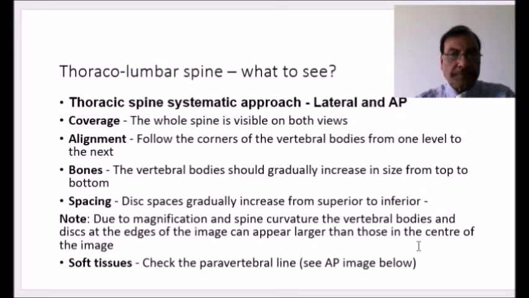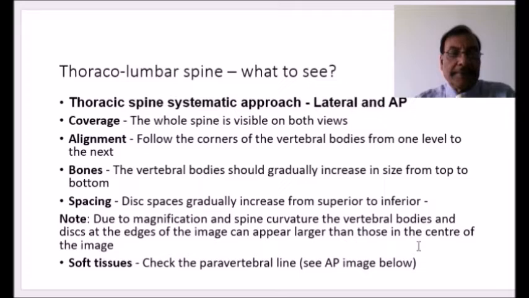Now, how to start looking at the lumbar spine X-ray. The coverage is to be seen, whether the whole part that we want is covered in the views or not, and it should be covered in both views. The alignment is seen by looking at the corners of one vertebra to the next level. The vertebral bodies increase in size from top to bottom, and also the disc spaces increase from superior to inferior parts.